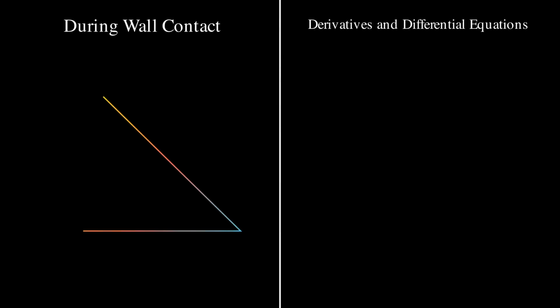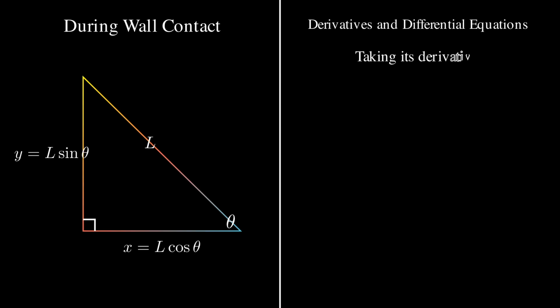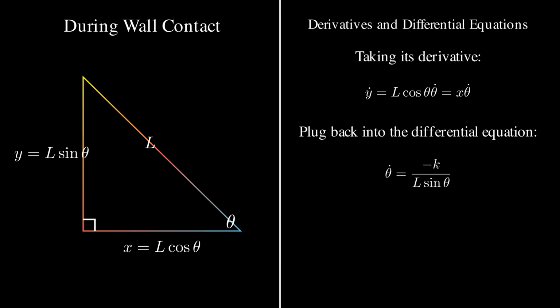Next up, we're going to find theta double dot for when the ladder is in contact with the wall. Drawing the right triangle, we have the height y is equal to L sine theta. Taking the derivative, we get y dot is equal to L cosine theta times theta dot, which is equal to x theta dot. Then plugging back into the differential equation modeling the ladder, we get theta dot is equal to negative k over L sine theta. When we take its second derivative, theta double dot, we get this nasty mess.